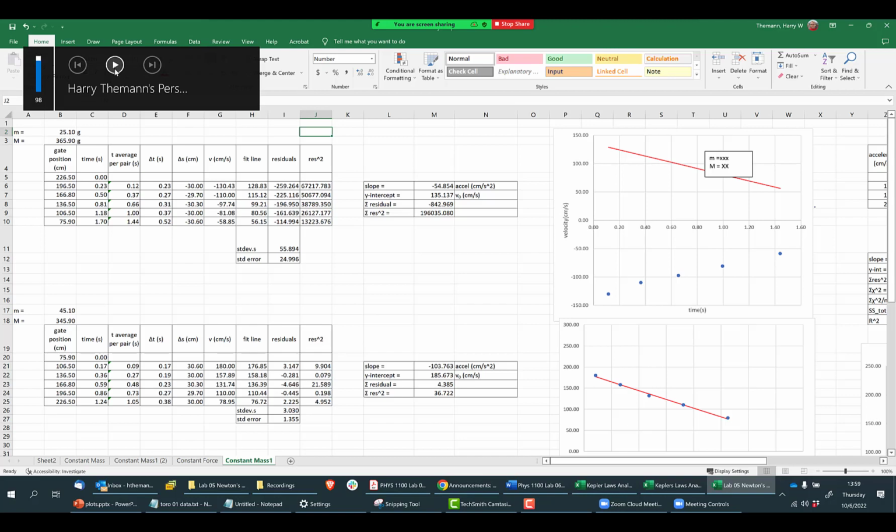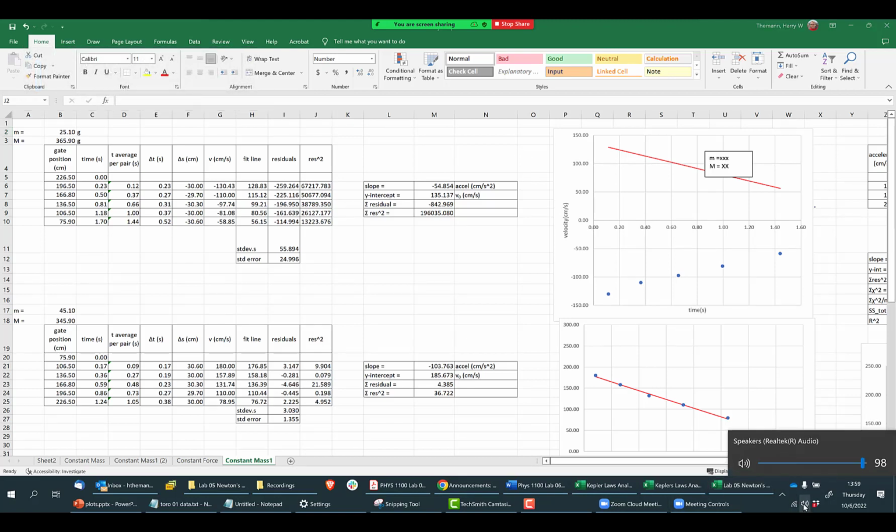I got this thing on my screen here, and I'm trying to get this. It's blocking. How do I get rid of this? Ugh, Harry's personal. I have this black box on my screen, and I don't know how to. Ah, there it finally disappeared.